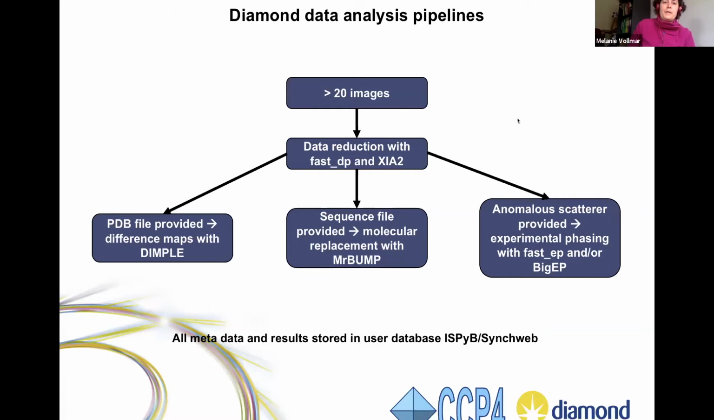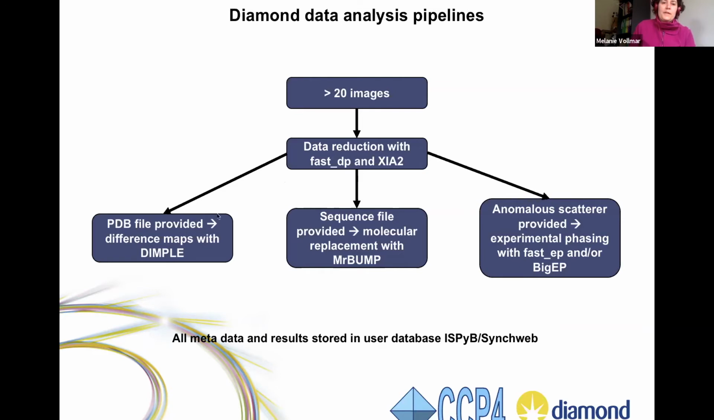What do these pipelines look like? For an MX data set, if it comes off the beamline and has been collected, and it's more than 20 consecutive images in a rotation data set, we do some integration in the data reduction step with two packages, FastDP and ZR2. These are in-house developments. They analyze the data and produce some output, which then needs to have a phasing signal determined.